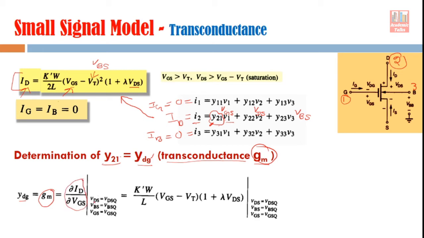And VDS, VBS, VGS, all these are actually at your operating point. DSQ means Q point. VBS means bulk source voltage at the Q point, meaning when there are DC conditions, when your AC signal is 0, at that time DC conditions are prevailing. So when your AC signal is 0, or you can say when the voltages are at the operating point, we are using that condition to find out this parameter. So if you differentiate ID with respect to VGS, if you differentiate this equation, you will get this.